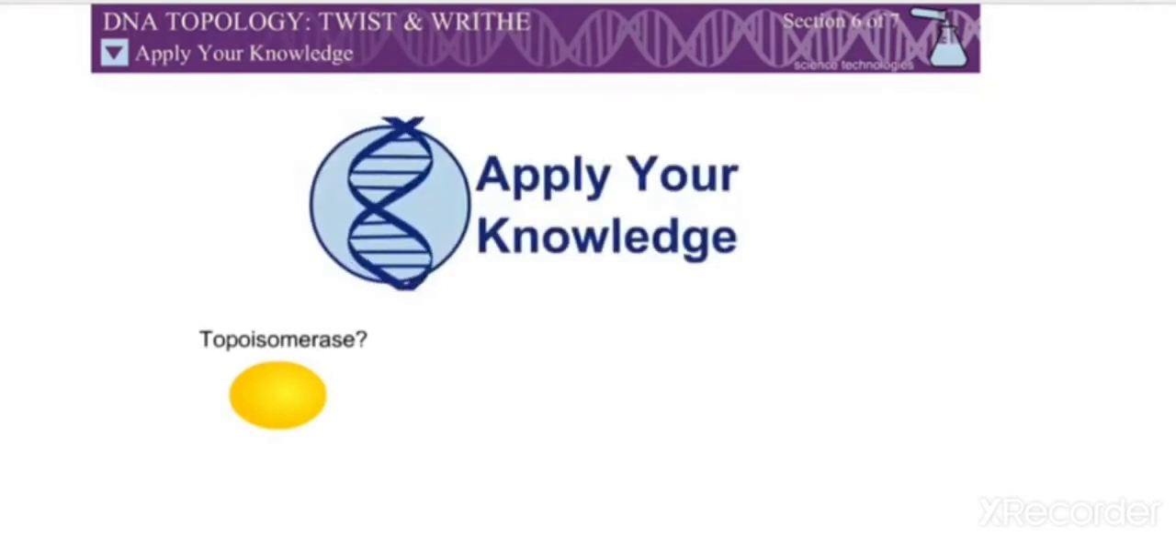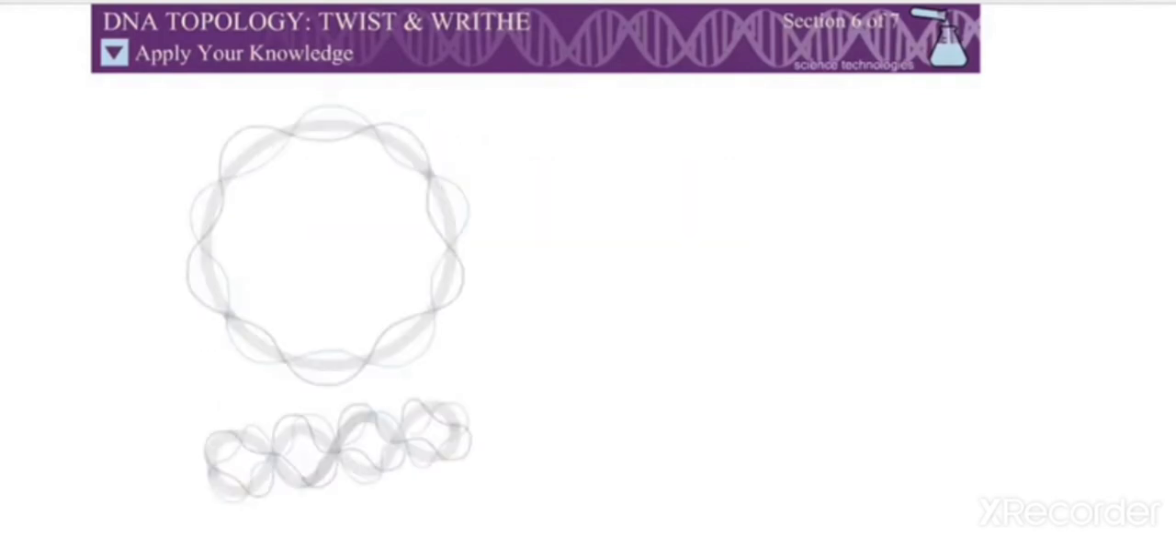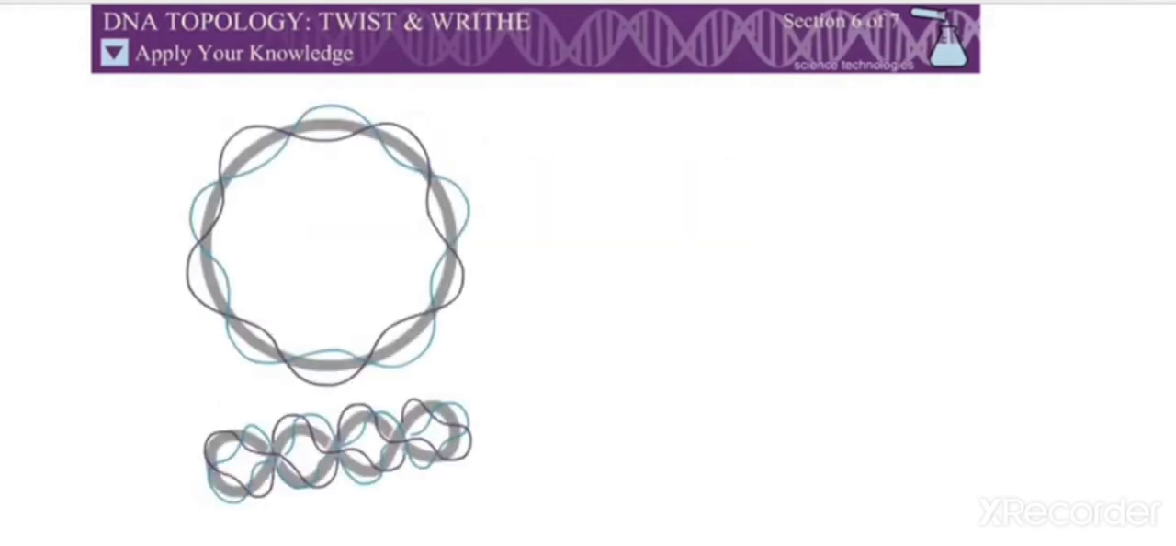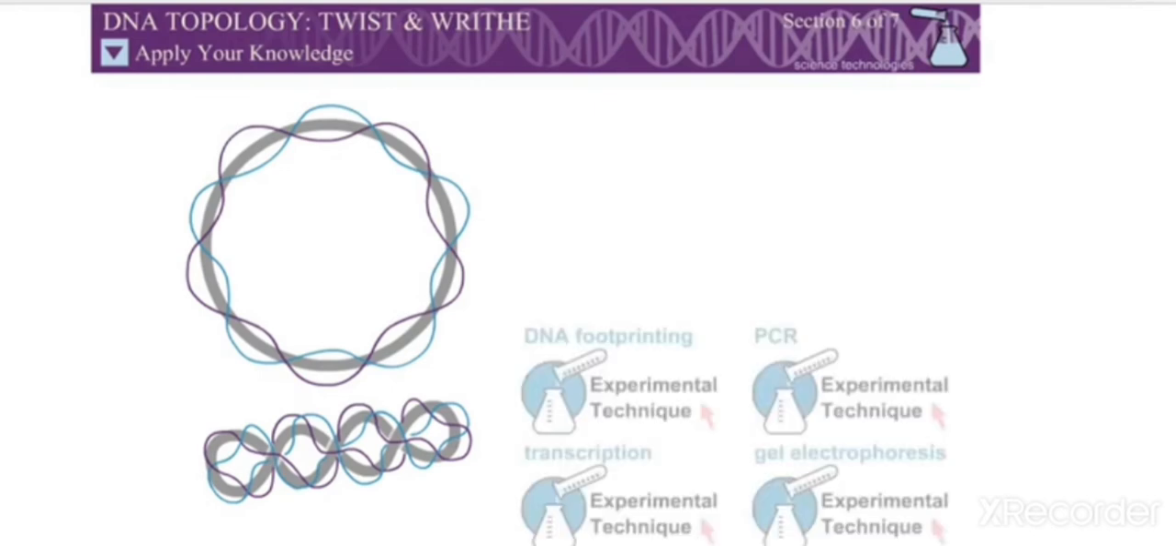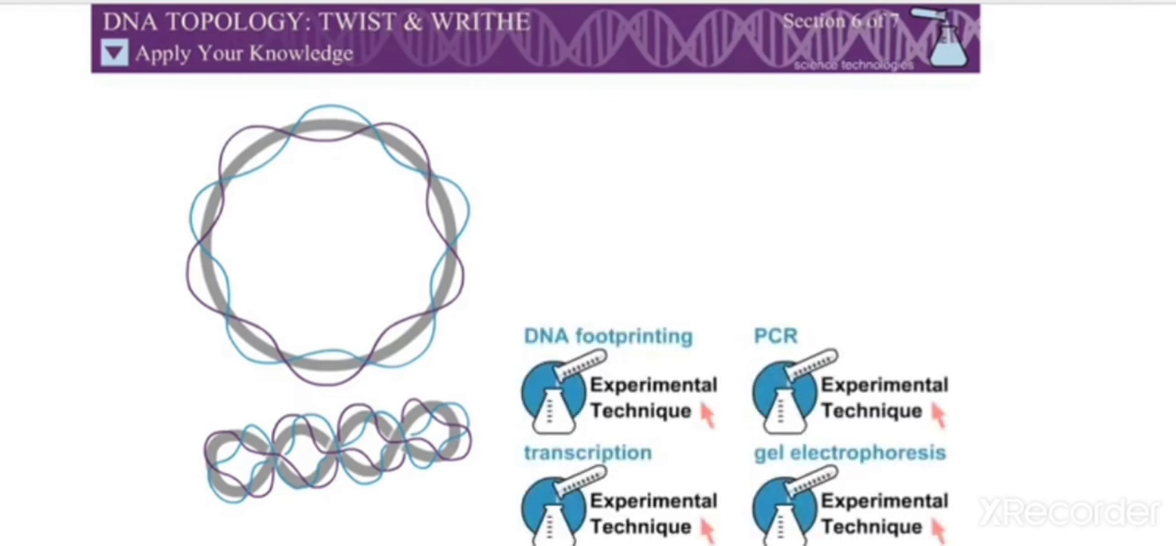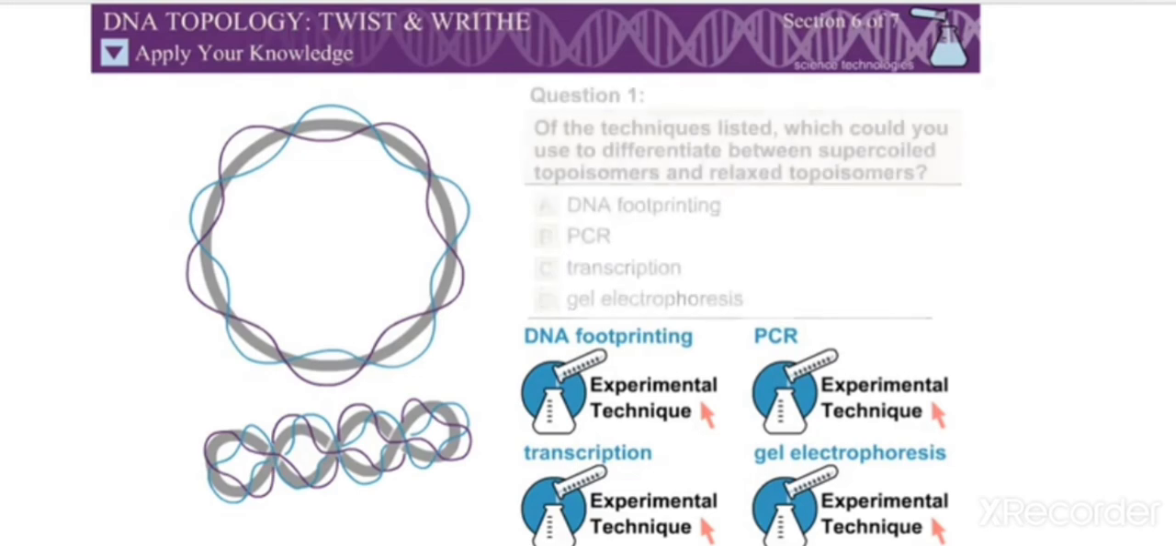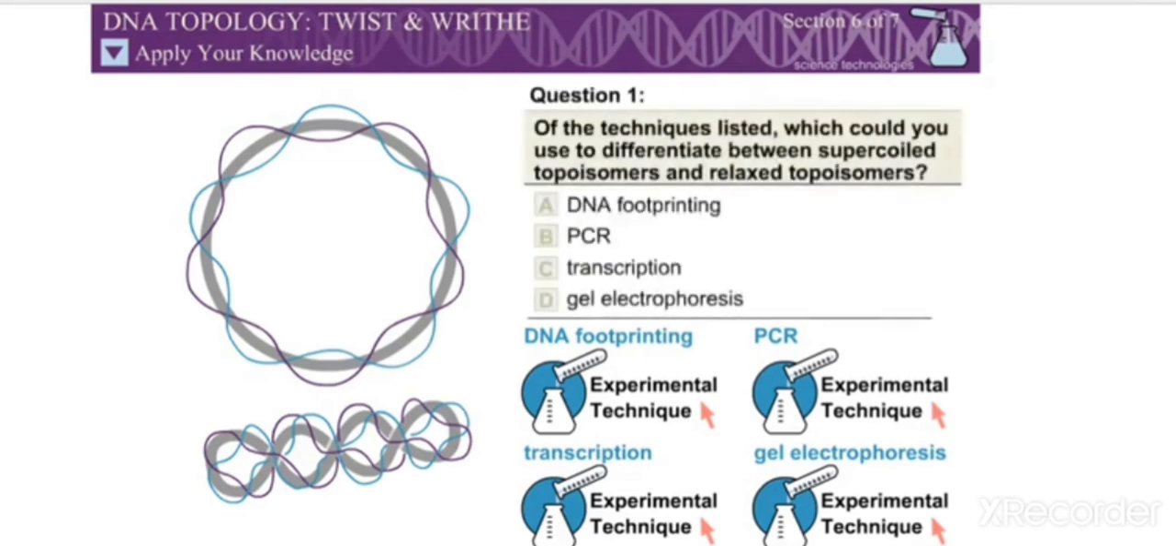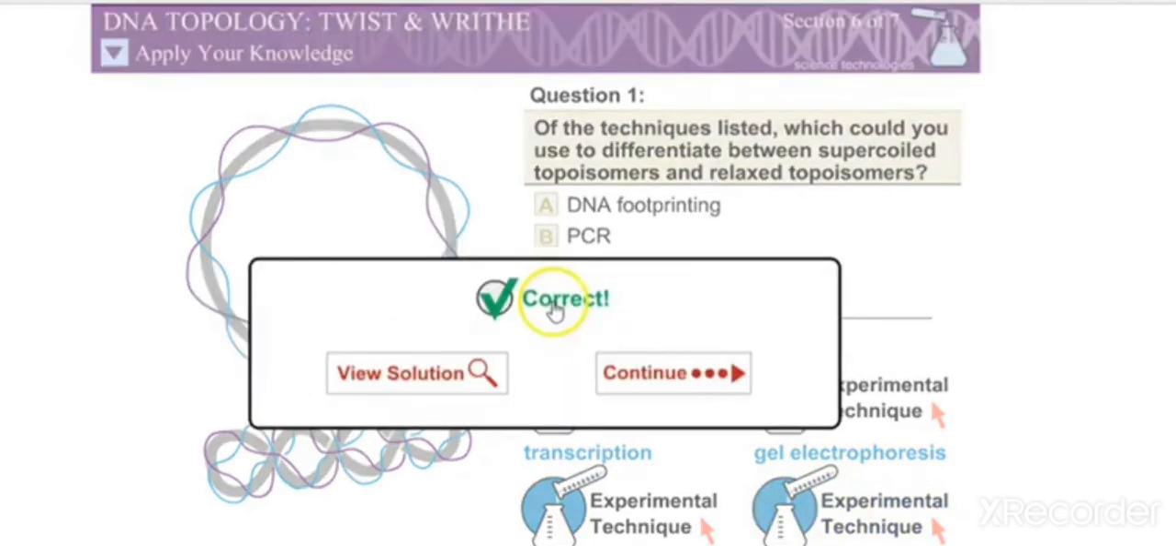You have discovered a protein with an amino acid sequence similar to known topoisomerases. How can you determine if your protein is a topoisomerase? The greater the writhe of a topoisomer, the more compact the shape of the cccDNA. Question 1. Of the techniques listed, which could you use to differentiate between supercoiled topoisomers and relaxed topoisomers? Correct.